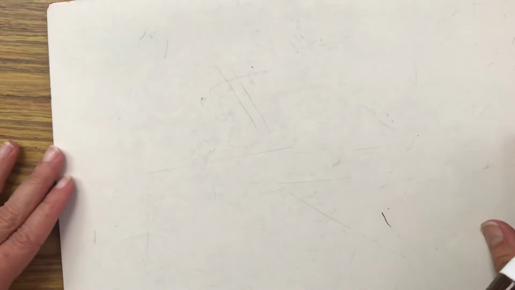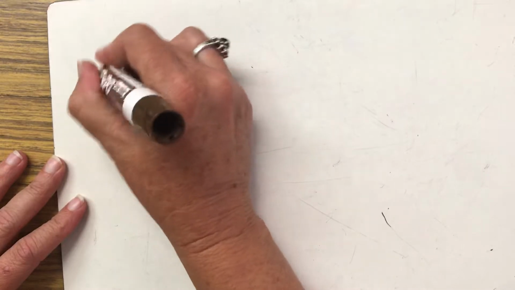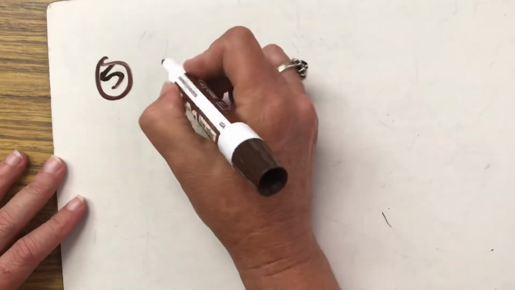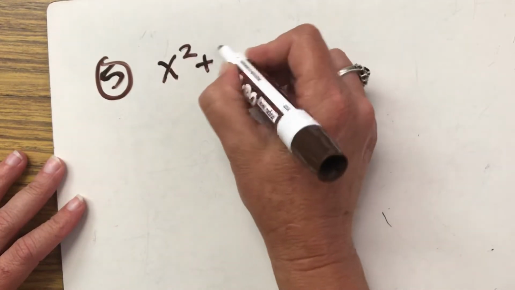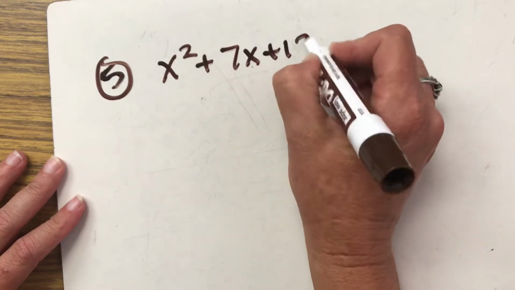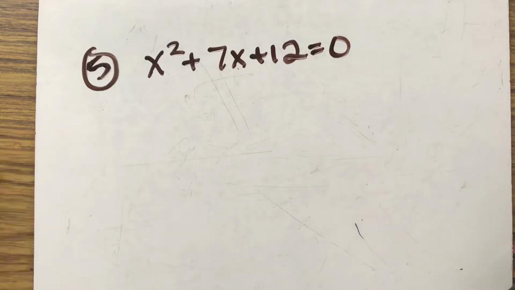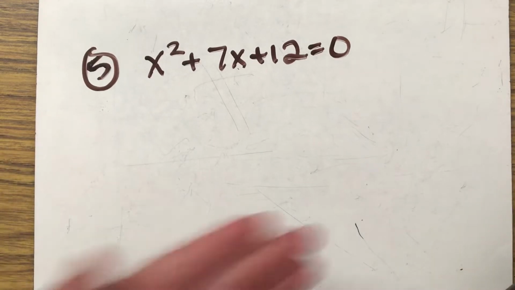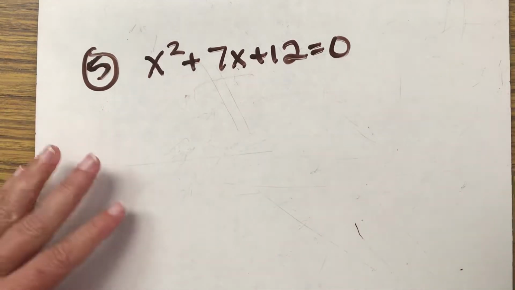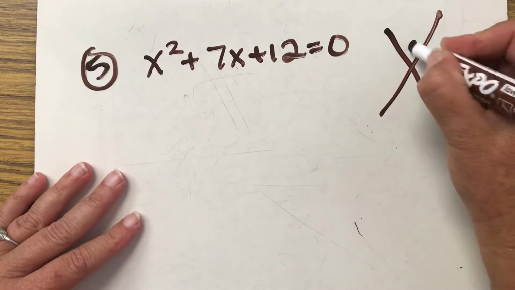We're on the notes, on question number 5. So let's go ahead and write that down. We have x squared plus 7x plus 12 equals 0. Cool. Nice. This one has not been factored. I don't see parentheses anywhere. So let's do our x.